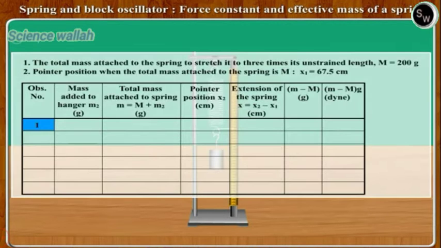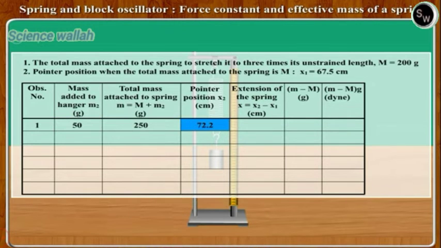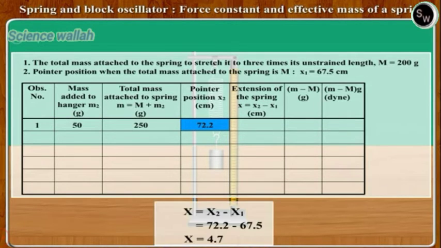So, observation number 1, m2 is 50 gram. M is equal to m plus m2, equal to 250 gram. x2 is equal to 72.2 centimeter. x is equal to x2 minus x1, equal to 72.2 minus 67.5, equal to 4.7 centimeter.